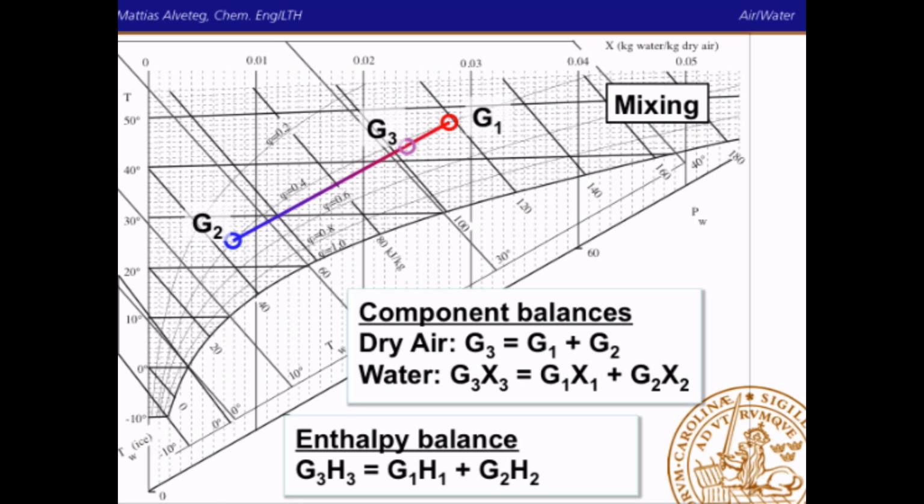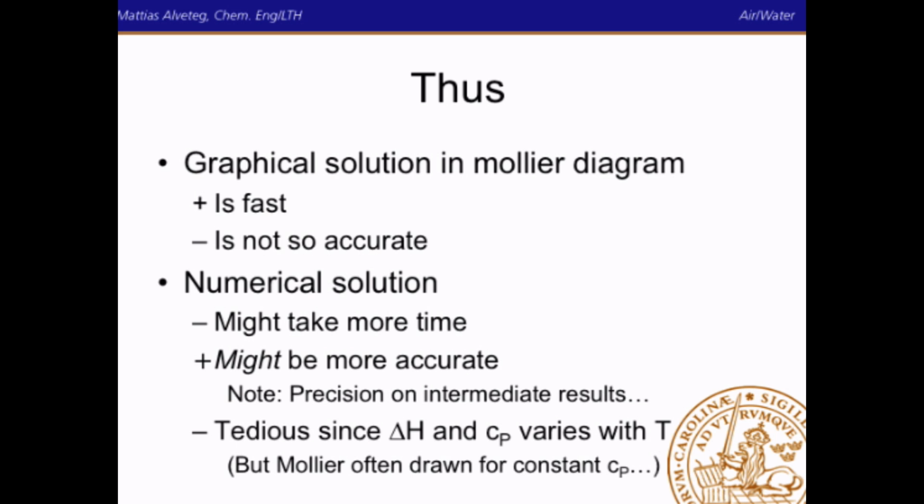What you probably have seen here now is that the graphical solution in the Mollier diagram is fast. We didn't have to go through all that hassle with all those equations to find how many kilogram water per kilogram of dry air we had. It might not be that accurate. For one thing, it doesn't actually take into account that we have different heat capacities at different temperatures, but to do those calculations by hand accurately, well, that's a real pain anyway.